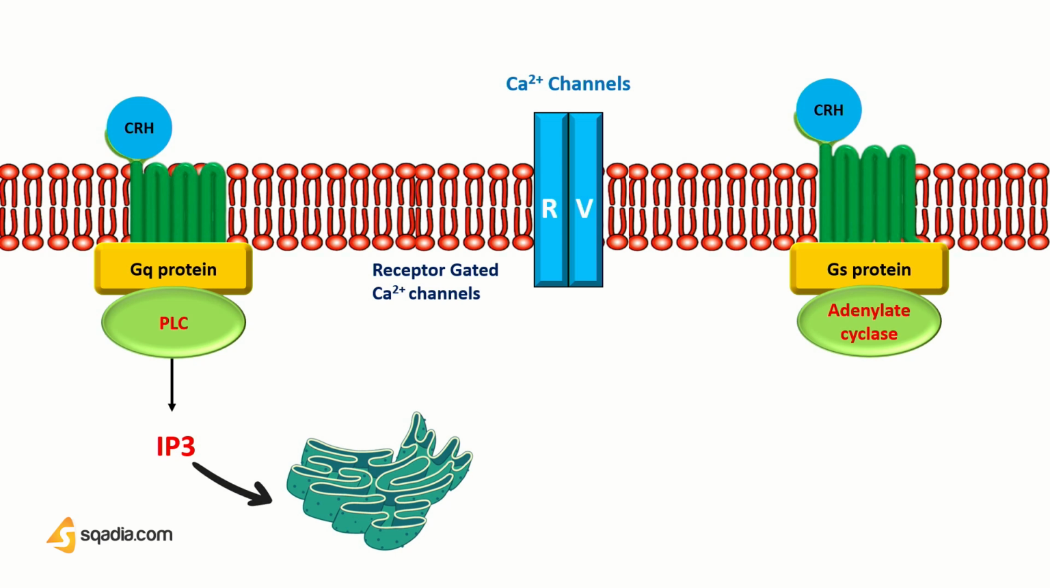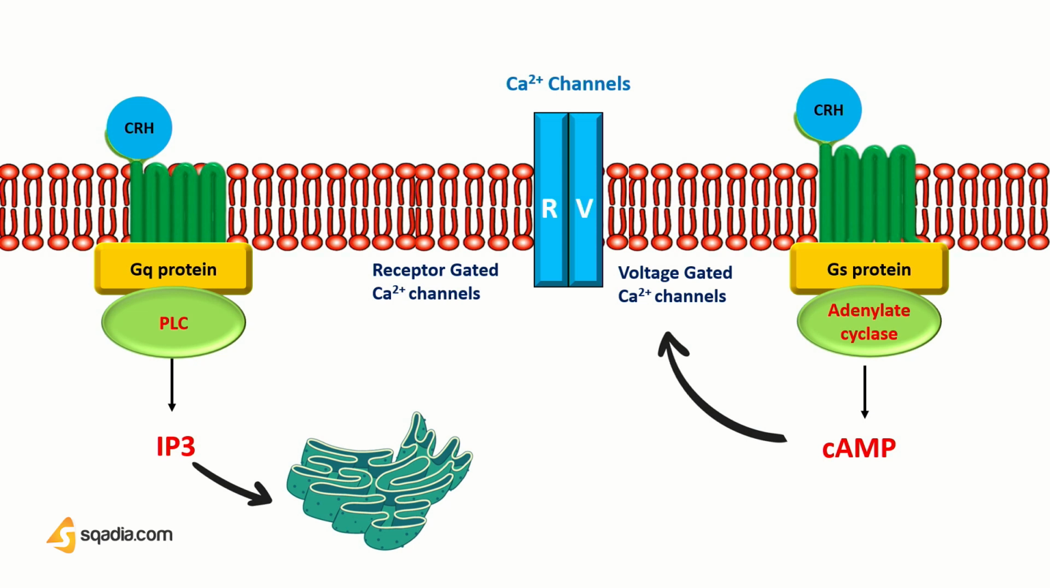Now, simultaneously, the CRH binds to G-protein coupled receptors that activate the adenylate cyclase cycle. They trigger the production of cyclic adenosine monophosphate, also known as cAMP. This will ultimately signal the voltage-gated calcium channels to open up.